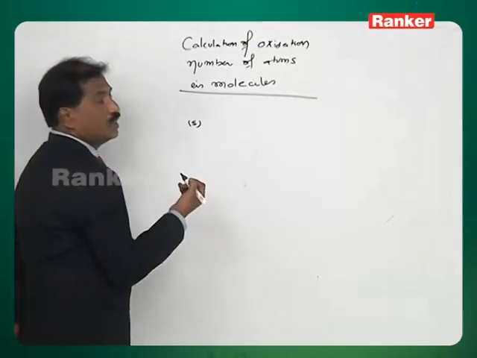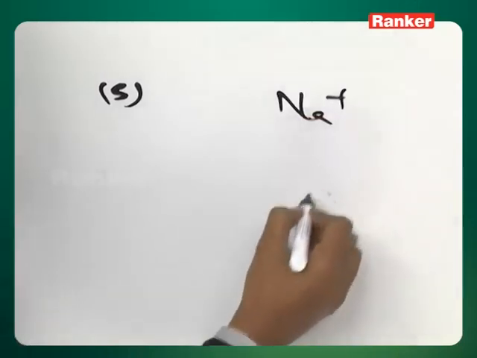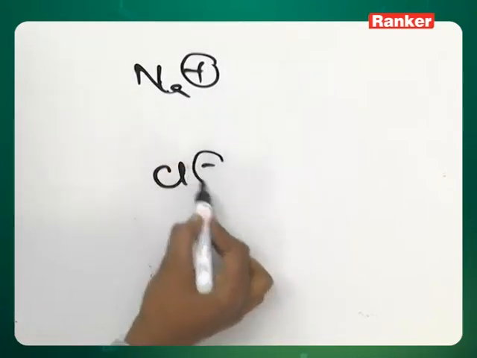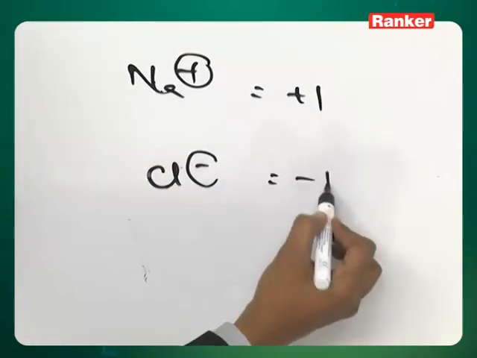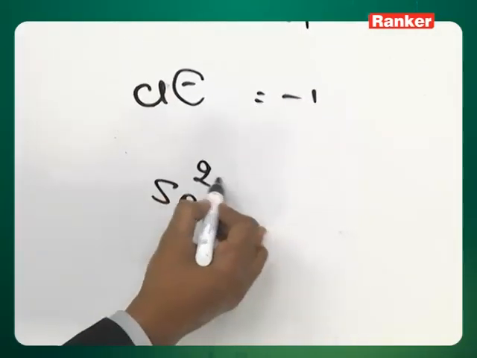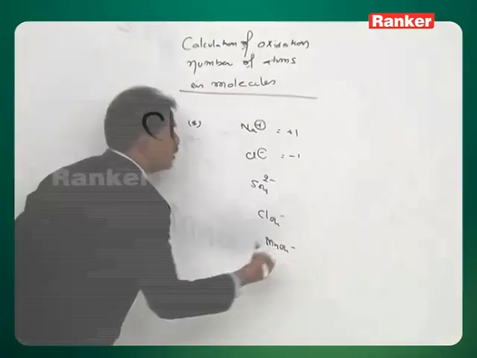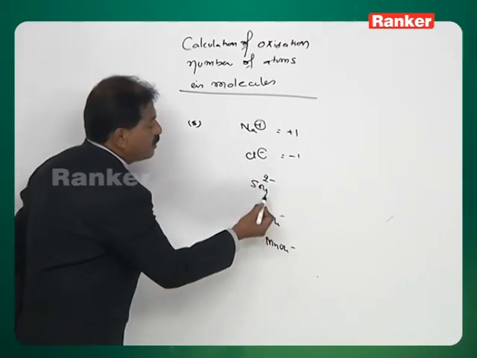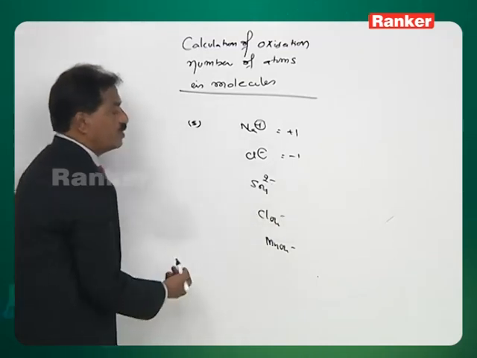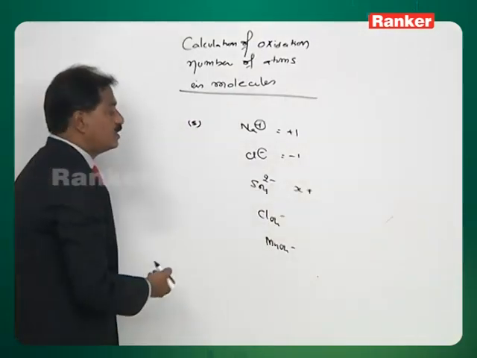Next rule: if the given ion is a monoatomic ion like sodium ion or chloride ion, the charge shown over the ion itself is taken as the oxidation state. Similarly, in the case of polyatomic ions like SO4 2-, ClO4-, MnO4-, the sum of the oxidation states of all atoms is equal to the charge shown over it. For example, here for sulfur, we don't know the oxidation state. Let us say X.